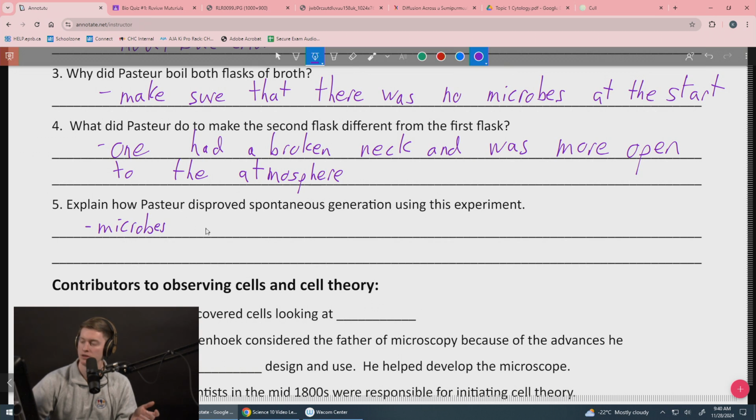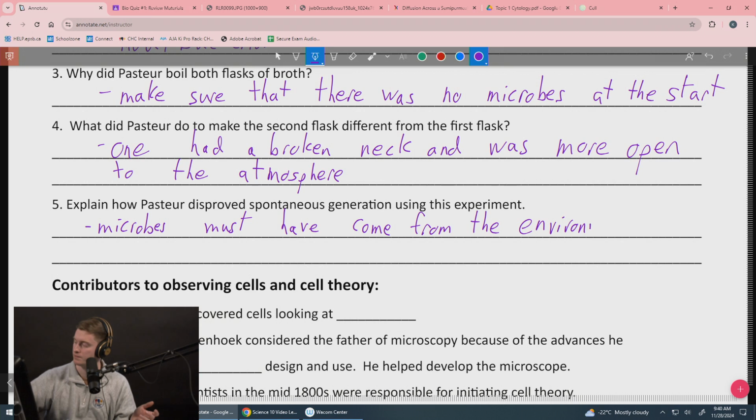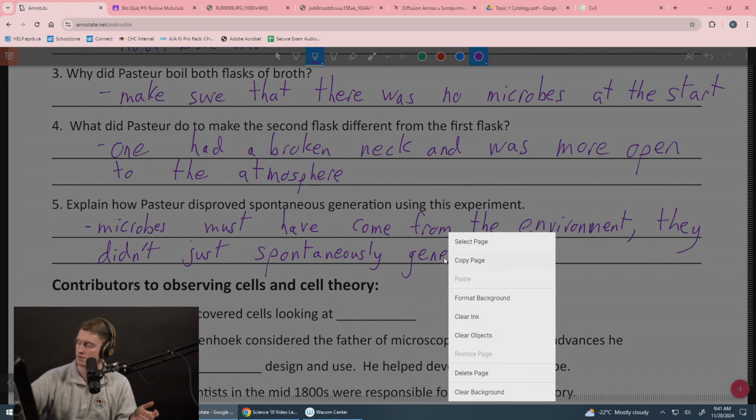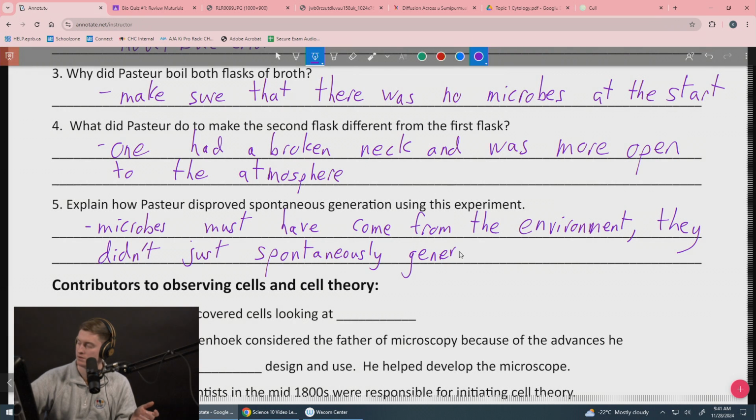Microbes must have come from the environment, they didn't just spontaneously generate from broth.